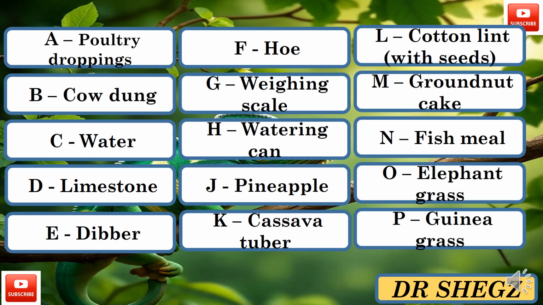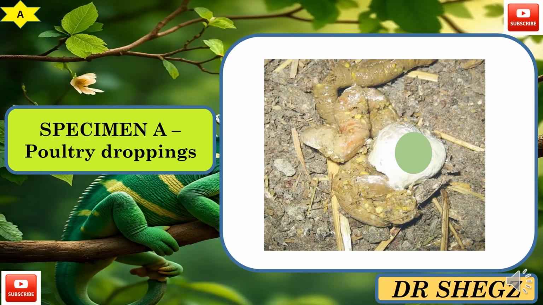Now, in fact, most of these specimens, they are rather very easy. They are specimens that you can prepare very well for. Just read a few things about them and you are good to go. Now we are going to dissect all of them one after the other, ask ourselves possible questions and learn the scientific name for those that have scientific names, and of course know their importance and of course their applications. So specimen A, poultry droppings.